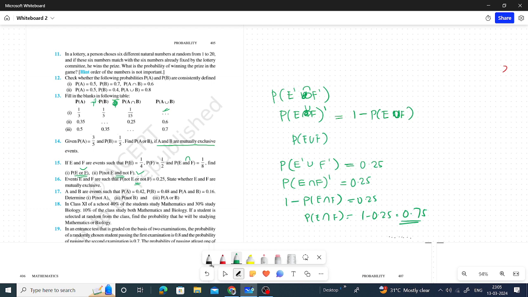So whether E and F are mutually exclusive or not, that we have to check. No, it is not mutually exclusive because the answer is 0.75. If it is 0, then you can say that it is mutually exclusive.